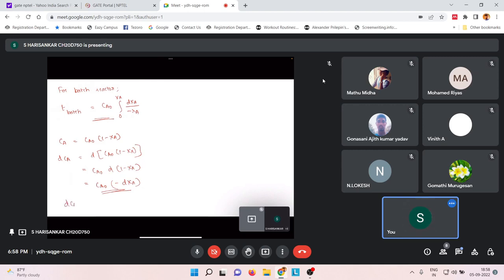So dCa is equal to minus Ca0 into dXa, or Ca0 dXa is equal to minus dCa. Just substitute this equation here, because we have Ca0 and dXa. So we can rewrite this equation as integral of Ca0 to Ca of minus dCa by minus Ra. So this is the general equation for design of a batch reactor.